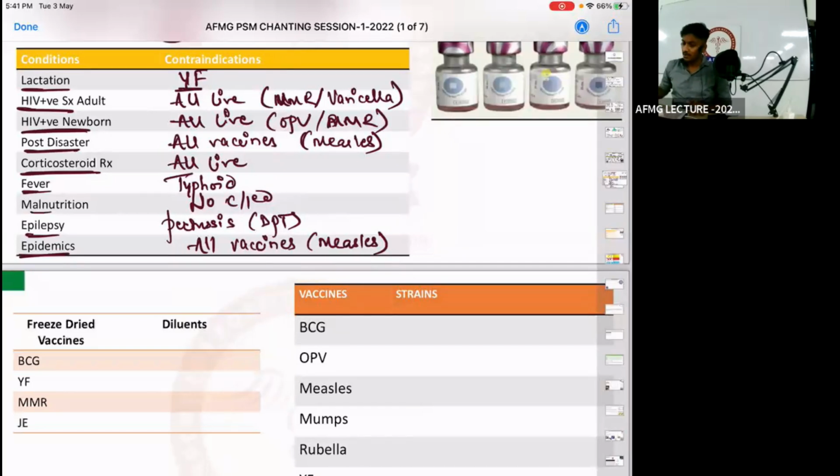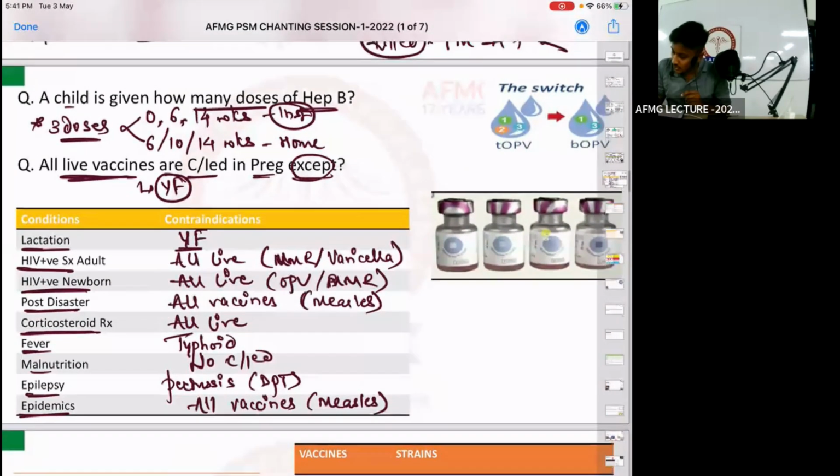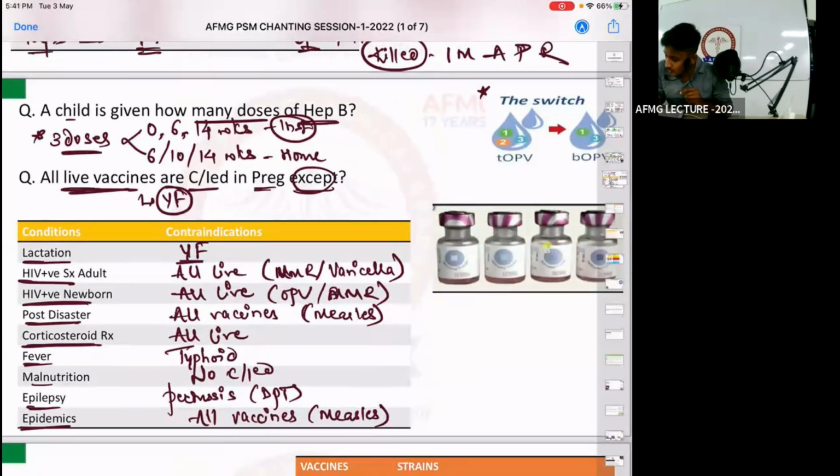No issues with this. Then what is this first image? This is known as the switch. So as we know, WHO declared that which strain of polio has been eliminated? The P2 strain of the polio, that is your wild strain of polio, has been eradicated from us, right? And therefore, all the countries changed from trivalent OPV which used to contain P1, P2, P3, now to only a bivalent OPV which contains P1 and P3.